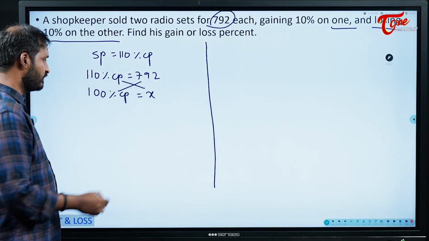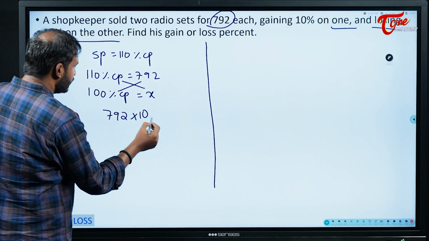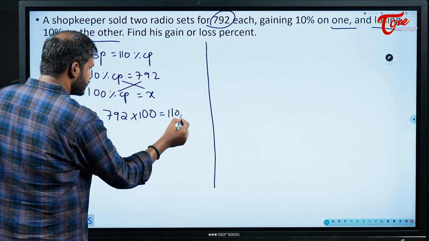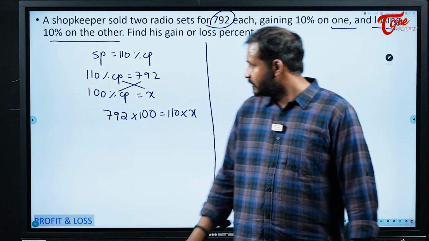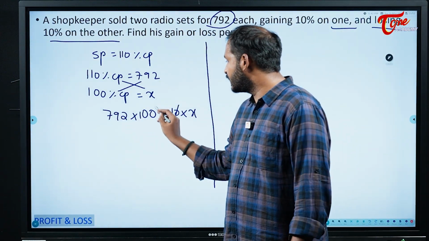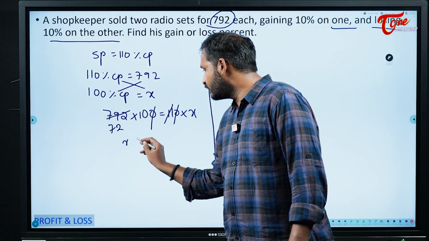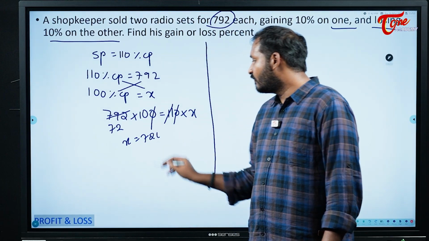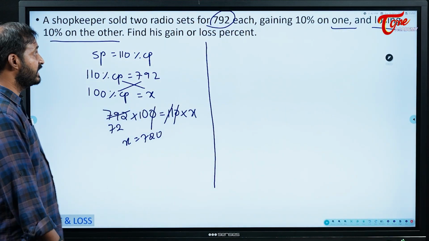792 into 100 is equal to 110 into x, right? Very simple. Now the zeros cancel, 11 ones are 11, 11 sevens are 77, and 11 twos are 22. So what is the x value you will get here? 720. That means one article's cost price is 720. Good, superb. Now we will see the other article.